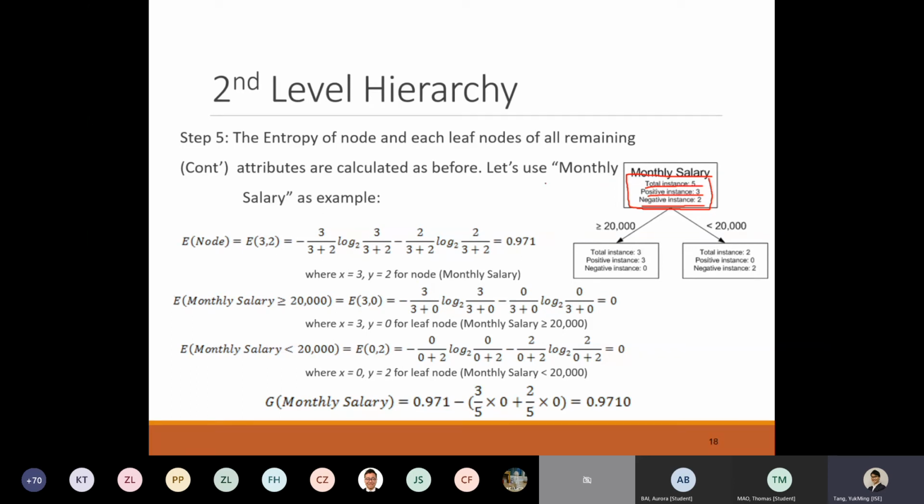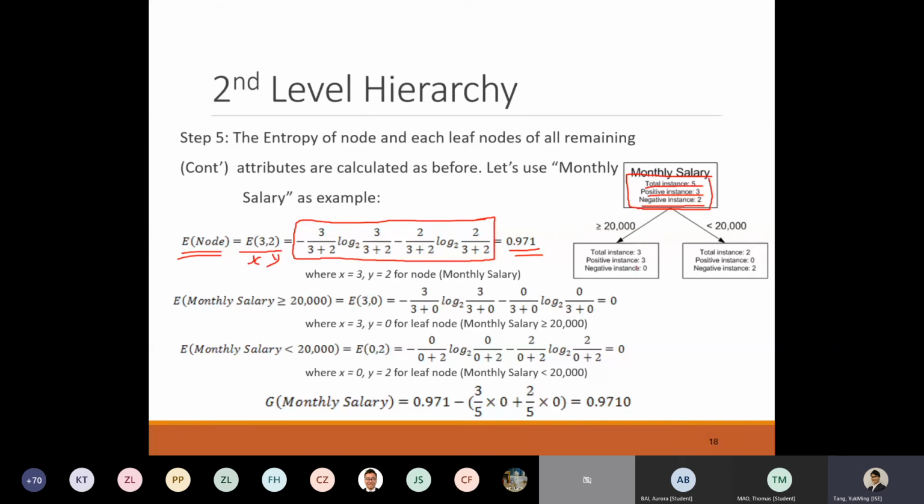So first of all, we start from the root node. We want to calculate the entropy for this root node. For this root node, we have 5 customers, and 3 of them are positive and 2 of them are negative. Therefore, we calculate the entropy E(3,2). Now 3 becomes X and 2 becomes Y. We substitute X equal to 3 and Y equal to 2 into the equation to calculate the entropy, which is 0.971.